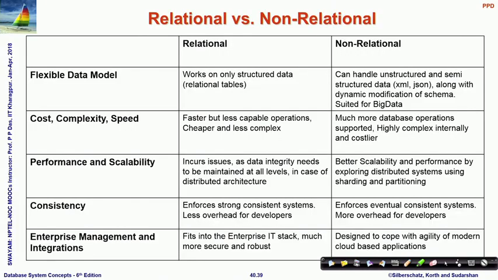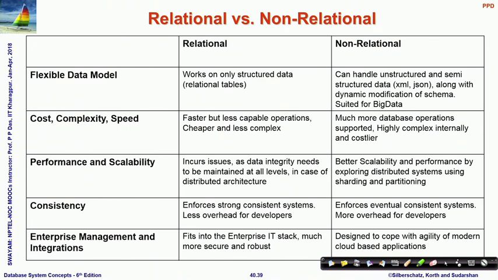So, here is a quick comparison between the relational and the non-relational in terms of the flexibility of the data model. Relational is very structured, while non-relational has to handle unstructured data, semi-structured data, and therefore, it has to be flexible in terms of the data model. Cost, complexity and speed: relational is faster, less capable, but cheaper and less complex, but in non-relational you are talking about much more database operations, highly complex in internal structure, usually costlier.